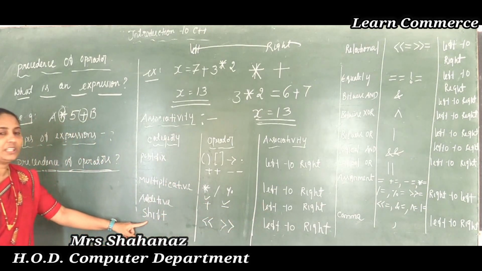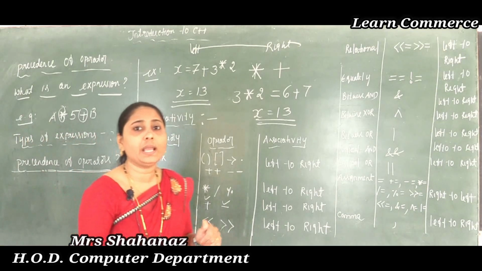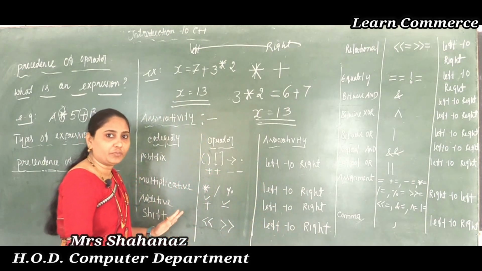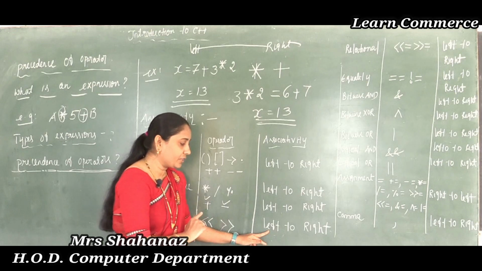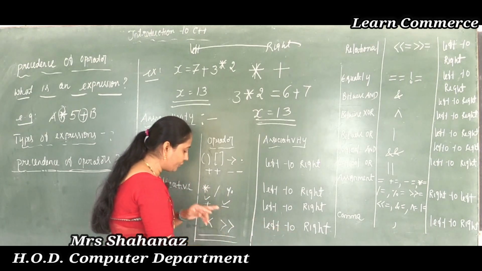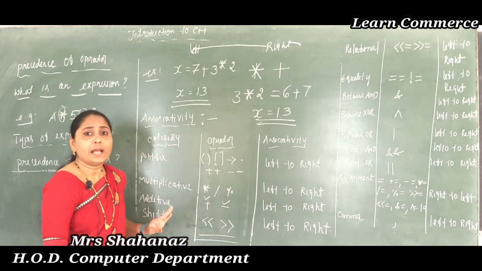And later, next one, the shift operator. How many types of shifts are there? One is the left shift and the other is the right shift. Correct? The left shift and the right shift. That means it is going to calculate from left to right. Clear this point? So all are called the shift in this case here.